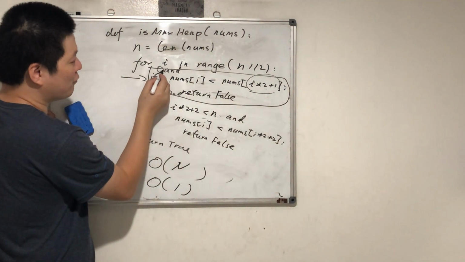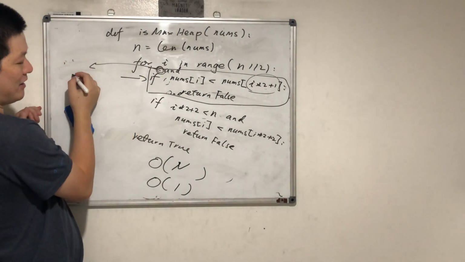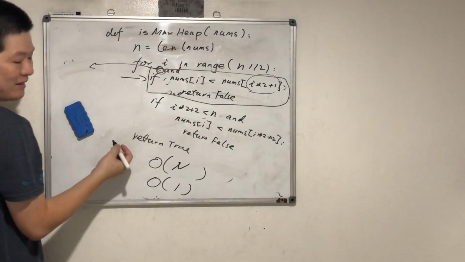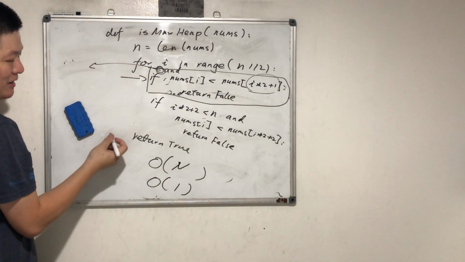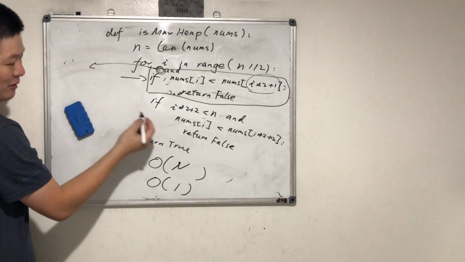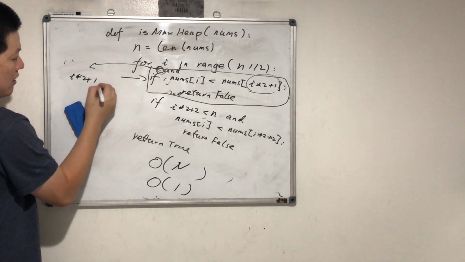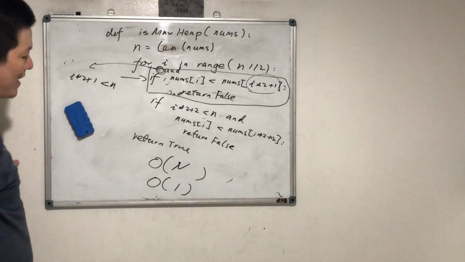Okay, so what's this bit? Before this, if what and this? What's this bit? If i times 2 plus 1 is smaller than n. Yeah, okay, got it?